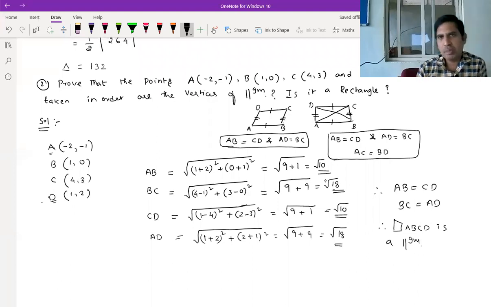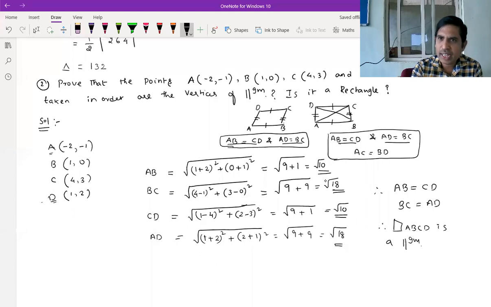Whenever in a PUC also, these type of questions are there, we have to prove four points form a parallelogram, means opposite sides are equal. That one we have to prove. Next, is it a rectangle? If you observe here, AB is equal to CD, AD is equal to BC.